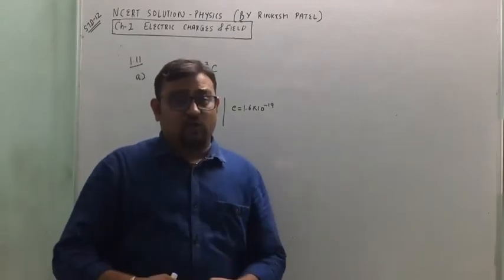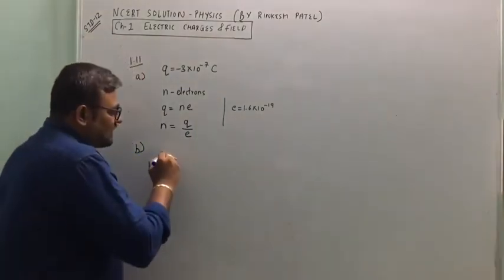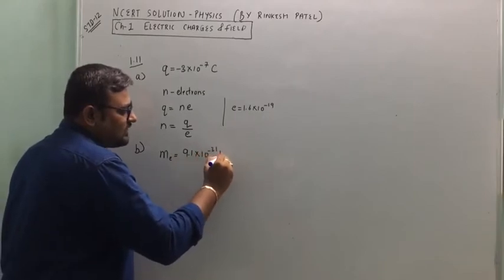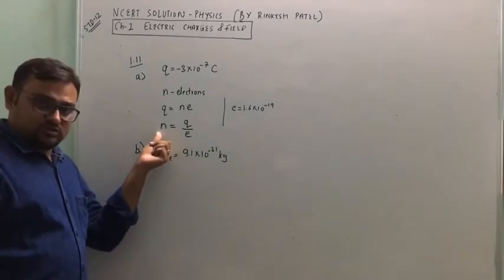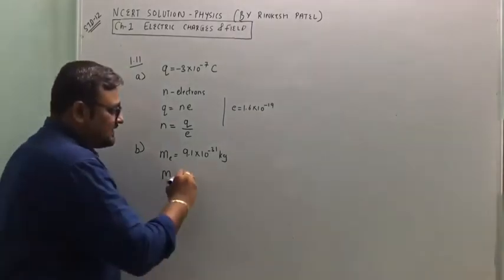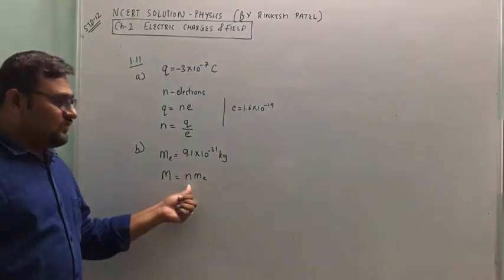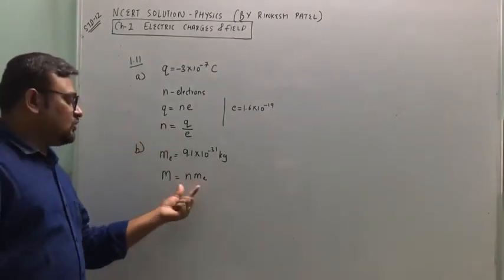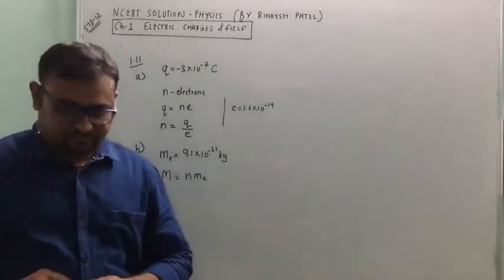If you want to find how much mass is transferred, the mass of an electron is 9.1 into 10 raised to minus 31 kg. In part A we found the number of electrons, so the total mass transferred from wool to polythene is n into me. Just put in the value of n from part A and the mass of the electron, and you will get the total mass transferred.